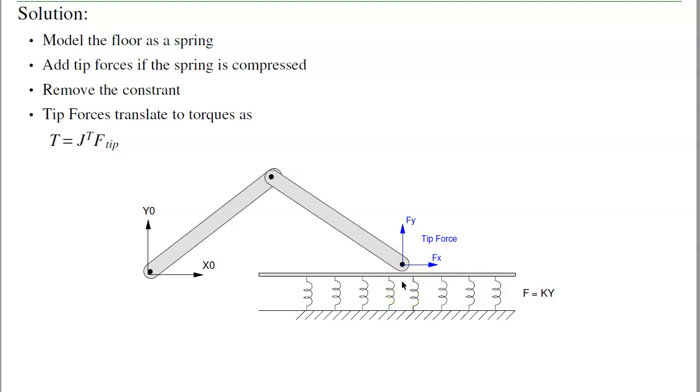Once I know the force, I can account for that using Jacobians and tell you what the effect of the torque is. So the torque due to the surface will be your torque is Jacobian transpose times the force on the tip. And again, Jacobians come into play.